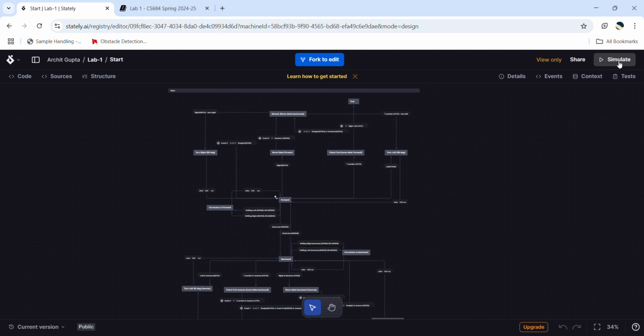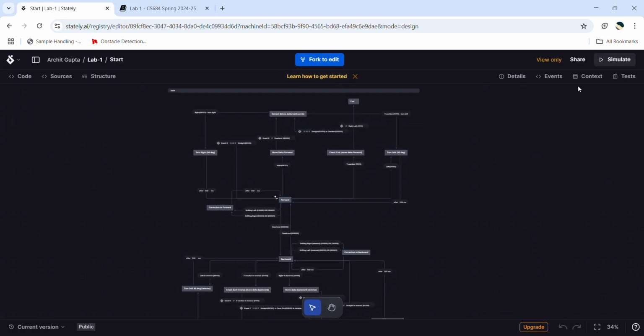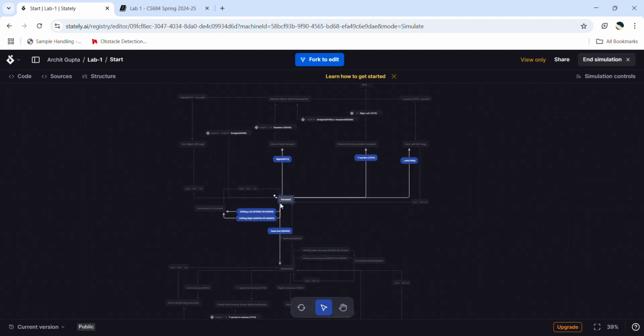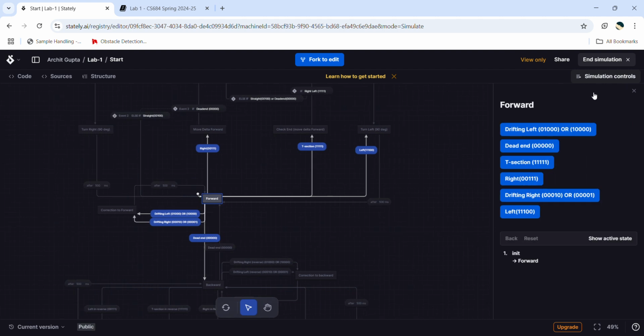Okay, so now we are starting the simulation for this example map given here. We are now in our forward state. We have options of having a right section, a left section, a T section, a dead end, and these are drifting left and drifting right states, which basically are used for correcting the forward motion.